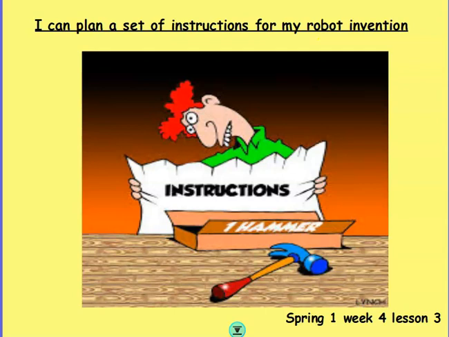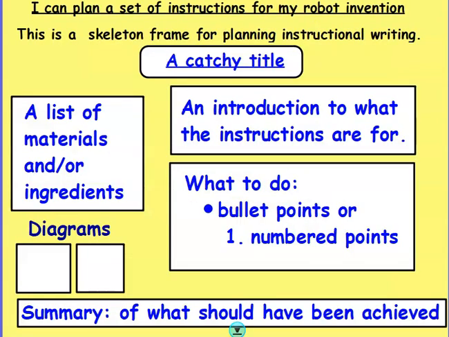So well done. And the important thing is that you annotated all the different features of your robot with some technical vocabulary, okay, so that we're really clear what each part of the robot will do. Today, we're going to be actually writing some instructions for your robot invention. So what does a set of instructions need to have?